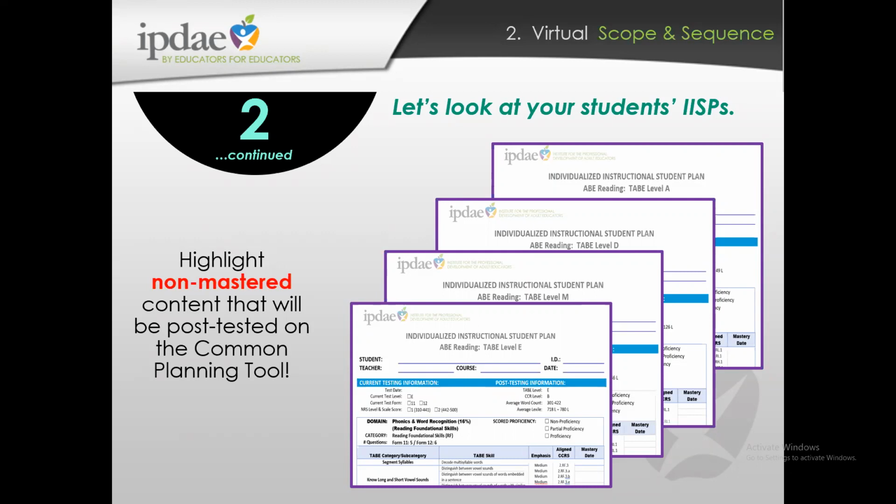So, once you put all of this information together from all of the IISPs, be sure to go back to the Common Planning tool and then, with a highlighter, highlight only those TAPE skills which have not yet been mastered by students in your class. This way, when you plan for instruction, you just provide a brief review of mastered content and then concentrate the effort of your instruction on non-mastered content. Now, just remember, we're still working with scenario number 2, right?